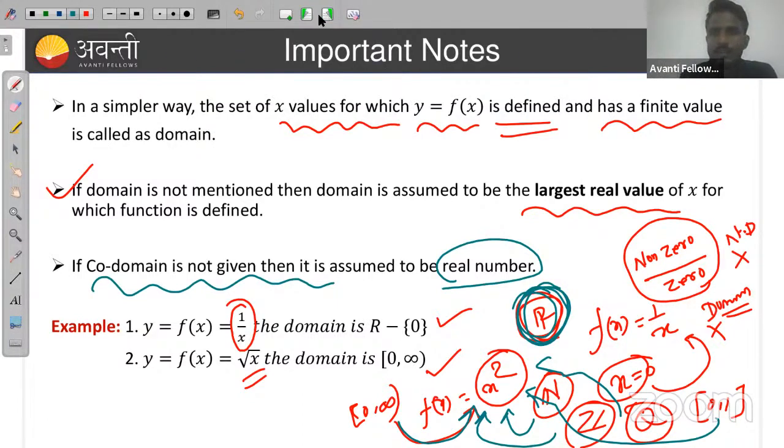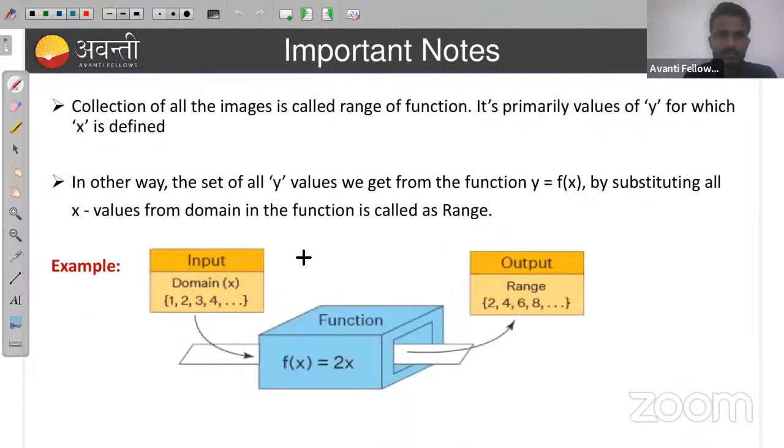Domain is basically all the possible inputs that a function takes, and if nothing is mentioned about the domain, in that case we'll consider the largest real value of x for which the function is defined and finite. Again, similarly, the codomain case is also true. If nothing is given, then we have to assume that it's R.